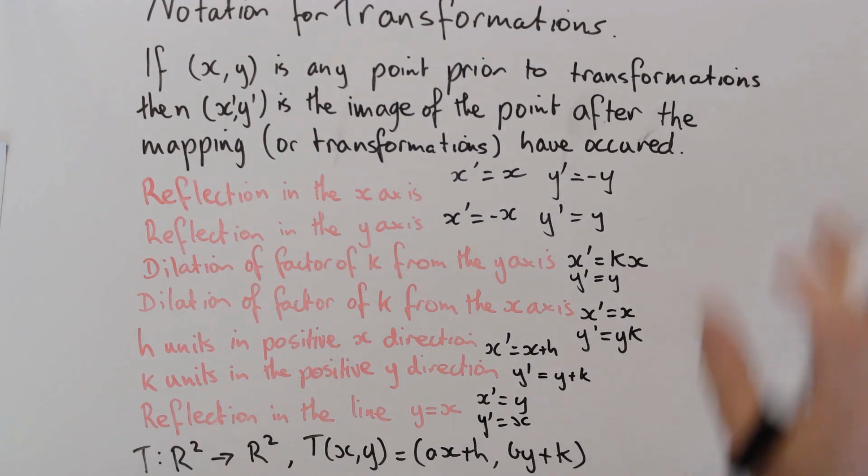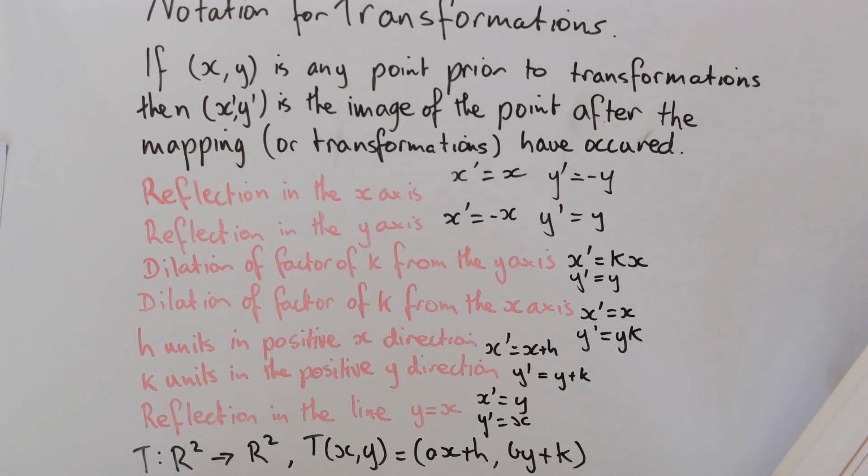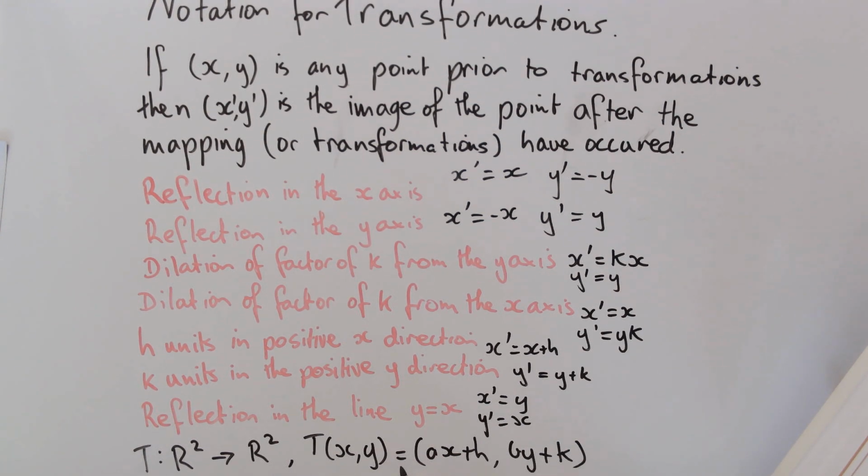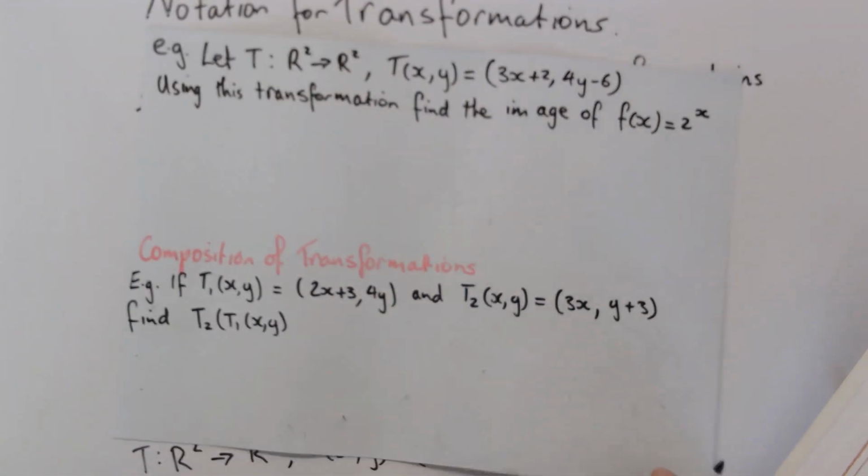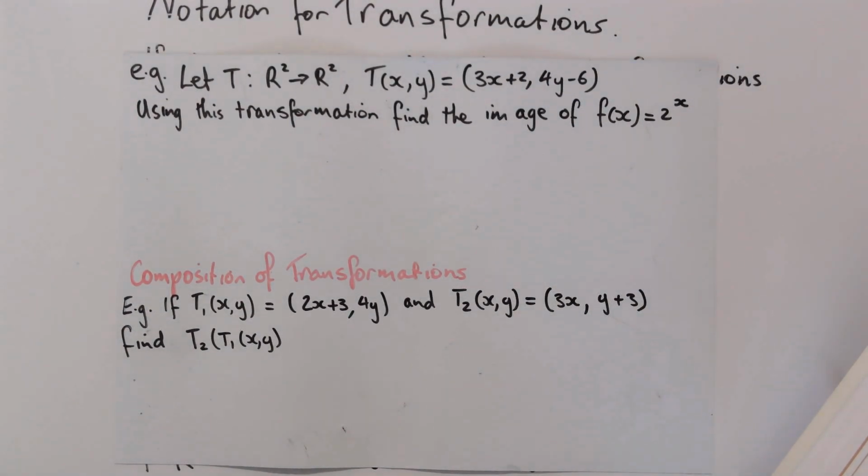And kind of in summary here a little bit, our notation is that T, for transformations, maps R squared, because we've got our two axes, our x and y axes, to a new Cartesian plane with x and y axes, so it's R squared again. And T of our x and y values equals our new x value and our new y value. But we've got to see how we actually put this into action, so I've got a couple of examples here.